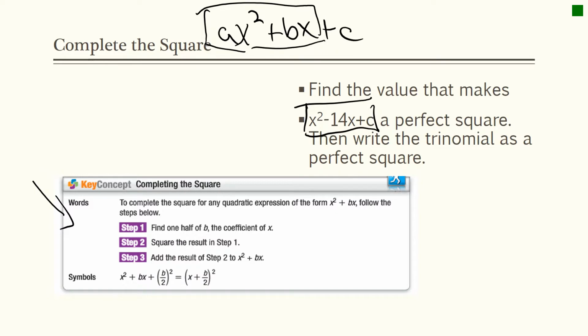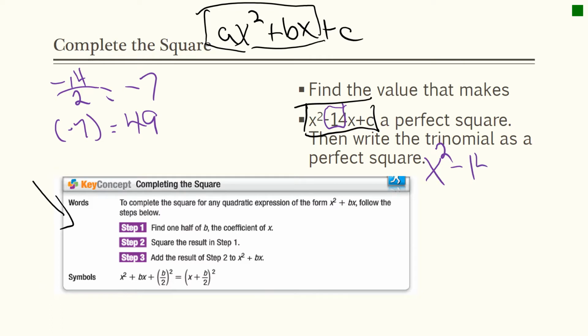We take this linear coefficient, this bx, in this case it's negative 14, and we take 1/2 of it. So if I take negative 14 and divide it by 2, I get negative 7. Then step 2 is to square what I got in step 1. In this case, that's negative 7. Well, negative 7 squared is 49.